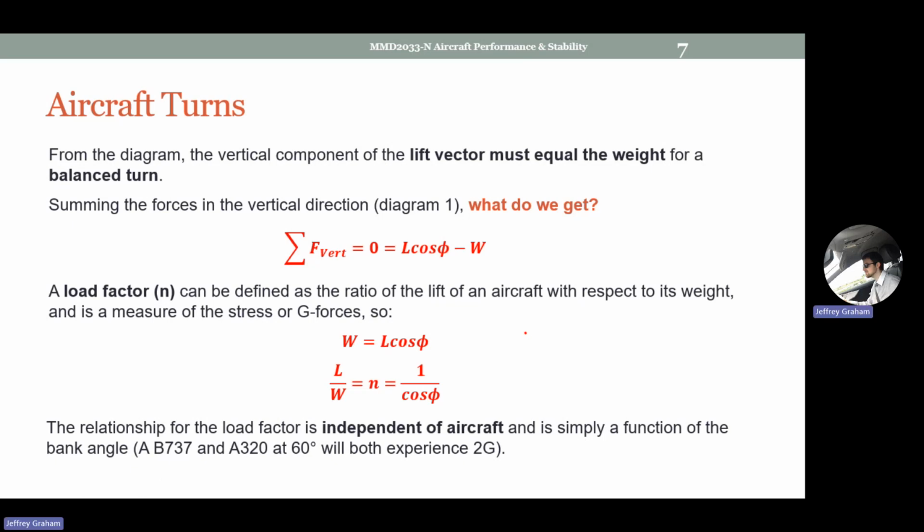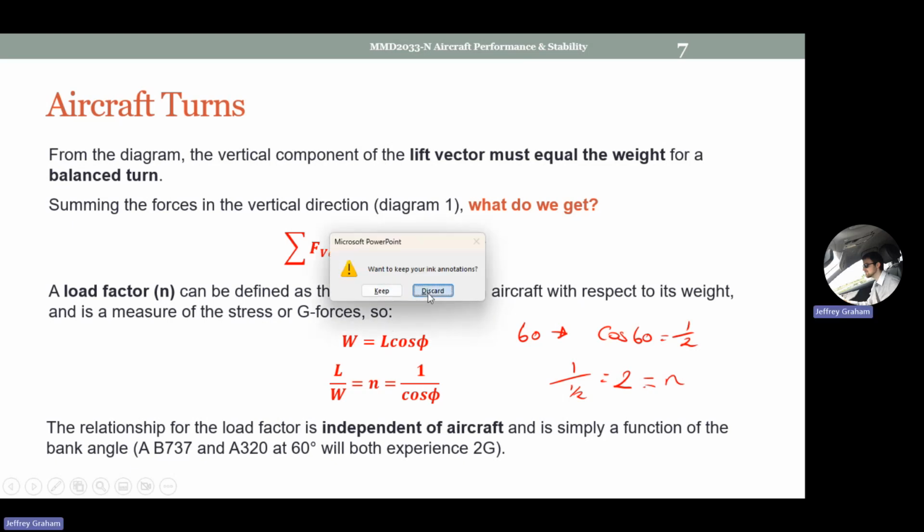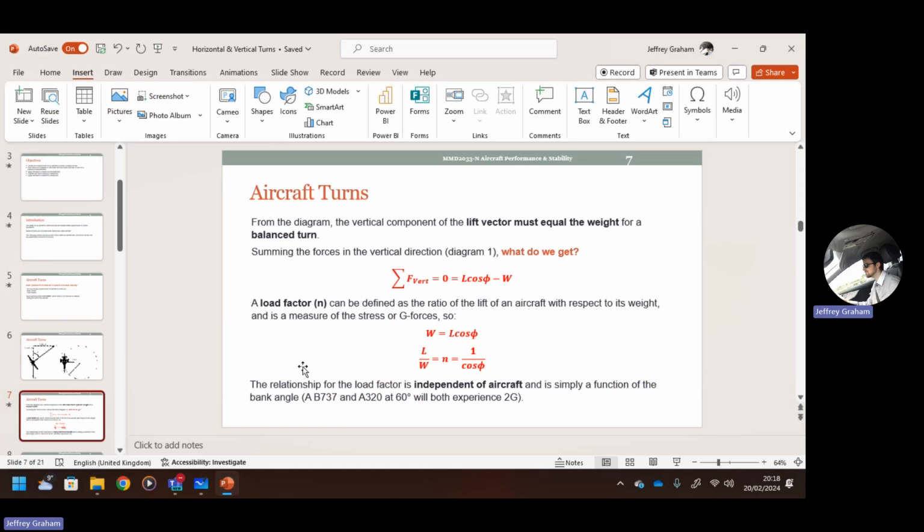Right, if you're not happy with that, 60 degrees, the cosine of 60 degrees in the calculator should give you a half. 1 over a half is actually 2. So N would equal 2 in that case. Right, there's the first of the key equations.